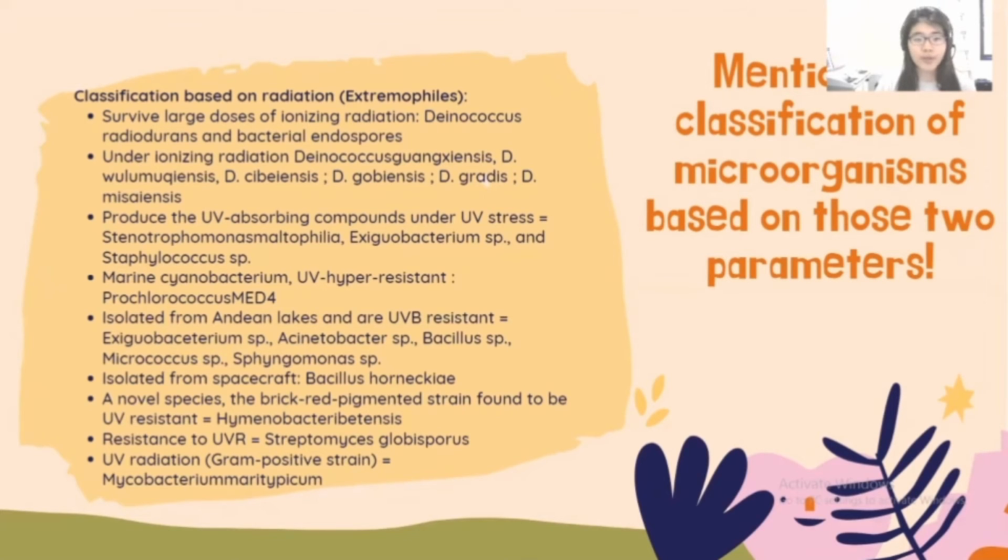A novel species, a red pigmented strain found to be UV resistant, is Hymenobacter. Resistant to UVR is Streptomyces caelisporus. Last but not least, under UV radiation, a Gram-positive strain is Mycobacterium maritypicum.